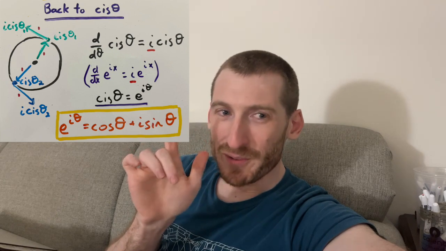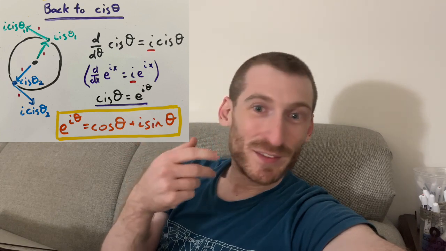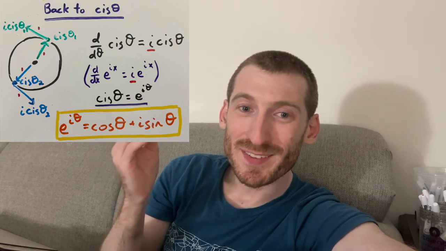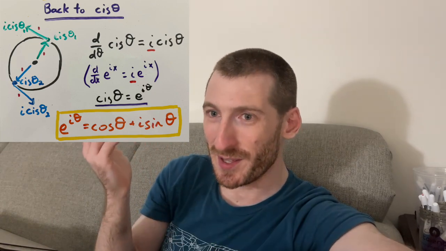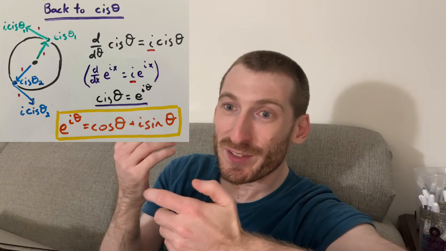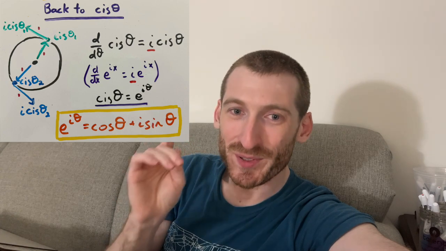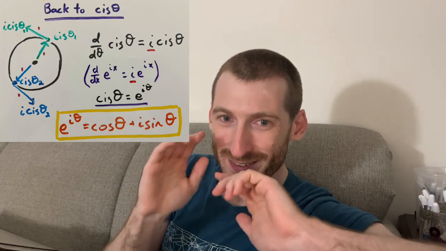Well, one quick note, we do need to note that cis 0 is 1. It starts out at 1, which is necessary to note because e to the 0 is also 1. If cis 0 were, say, 2, it would have to be 2 e to the i theta. But it's not 2, it's 1, so we are done.